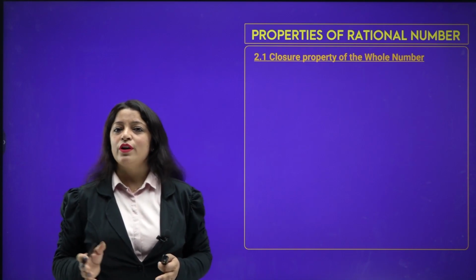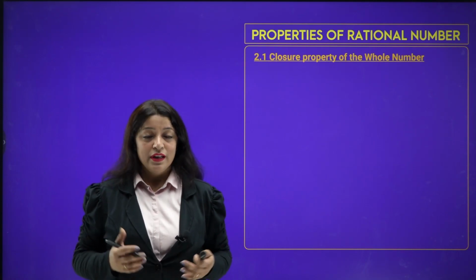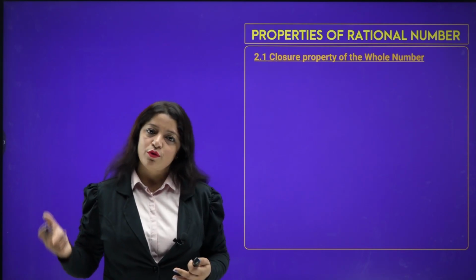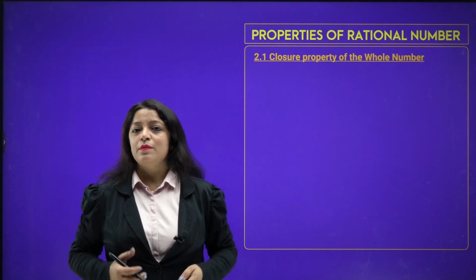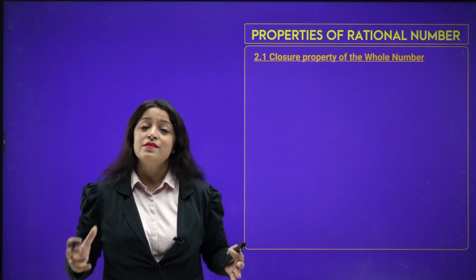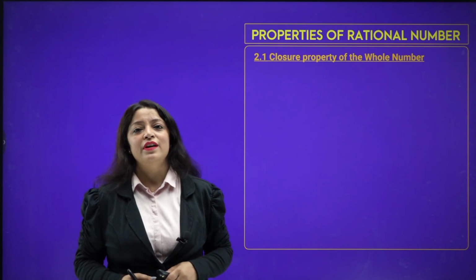Now you are familiar with what whole numbers are: a set or a collection of numbers starting from 0. That means all of 0, 1, 2, 3, 4 and so on are called whole numbers. Now closure property can be understood easily by the example of a bag. You can take a bag and imagine that all the whole numbers are in that bag.